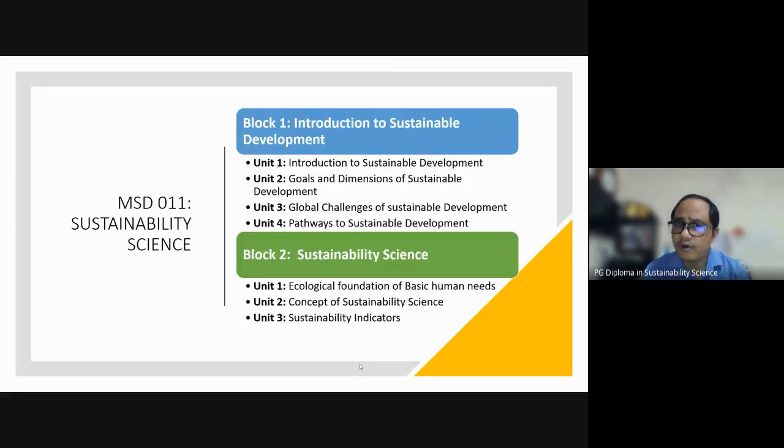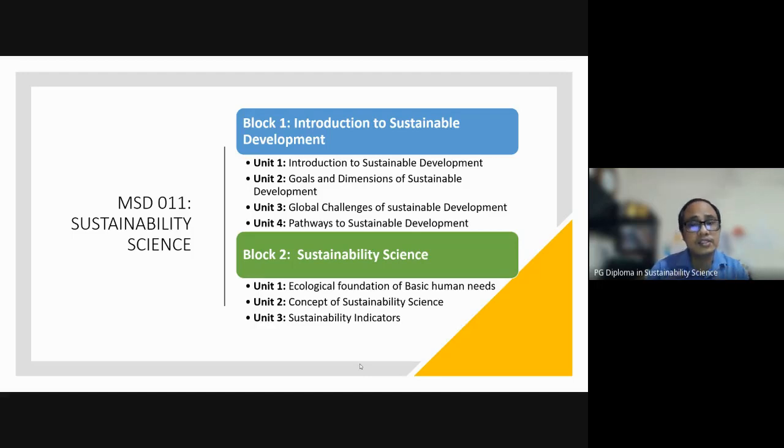So it has 4 blocks. The first block is on introduction to sustainable development, and the second block is on sustainability science. In the introduction to sustainable development, we have to understand what sustainable development is, its initiatives, how the concept was started, what its goals and dimensions are, what the challenges to sustainable development are, and what pathways need to be followed.